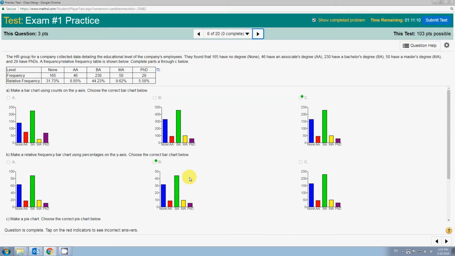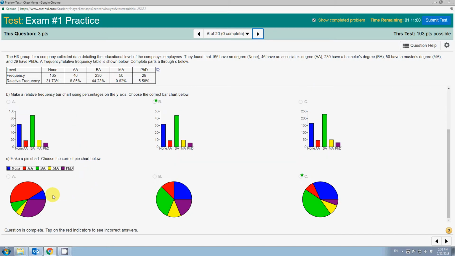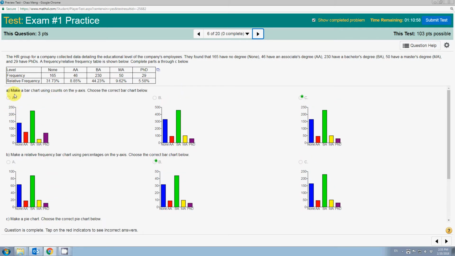So let's look at question six. Question six gives us a frequency table, and we also have relative frequency, and we are going to choose the correct bar chart and pie chart. So if we look at part A, which bar chart is correct?